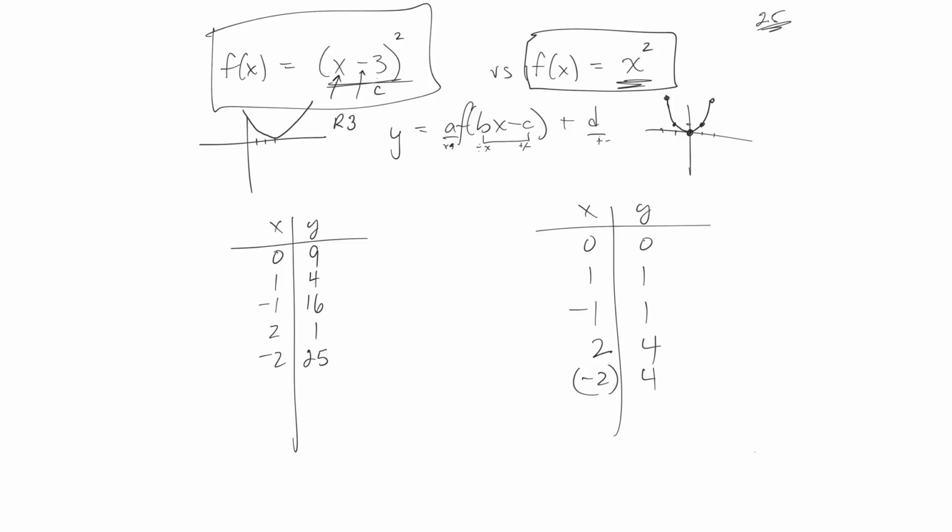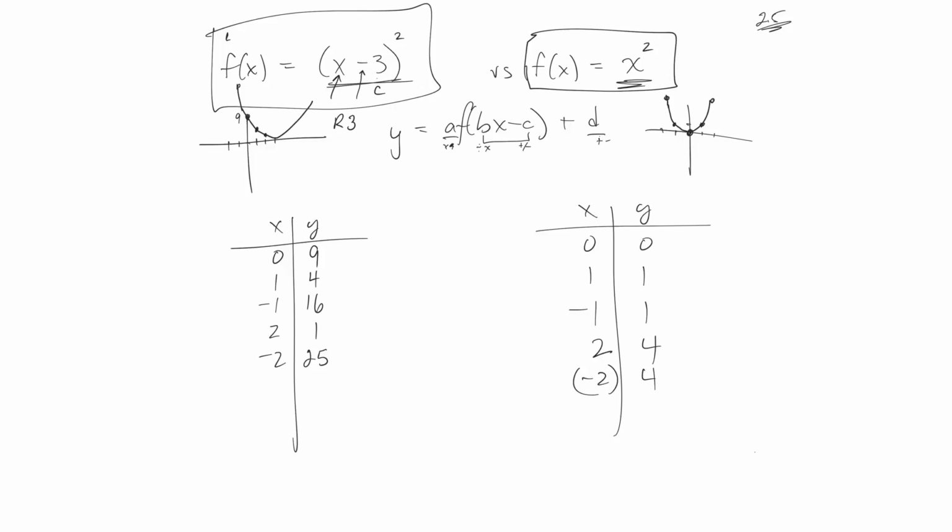Okay, and then if I go up here to look at where those points are, so 0 and 9, this here must be crossing at 9. 1 and 4, 1 and 4 right there. Negative 1 is over here, it's got to be quite a bit higher up there, so 16-ish. 2, if I go over 2, this should be up to 1. Negative 2, it's going to be really high, positive 25.